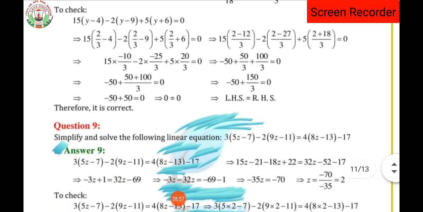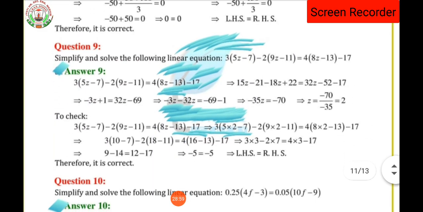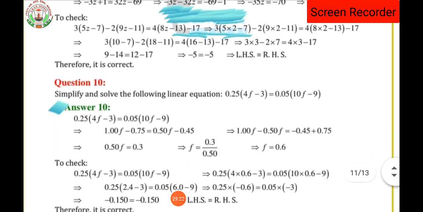Clear everyone? Here next question number 9. Simplify and solve the following linear equation. So dear student, again you have to solve it the same. Okay, no difference is there, only whatever the number is present outside the bracket, you have to multiply it with inside and follow the sign instruction, nothing more than that. Clear? So here the value of z we will get as 2.